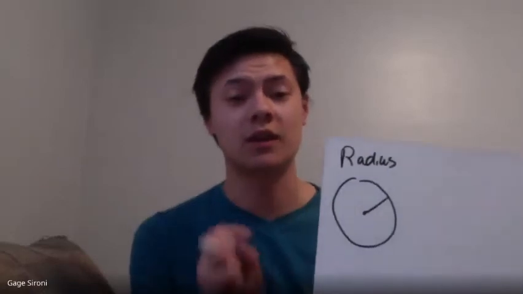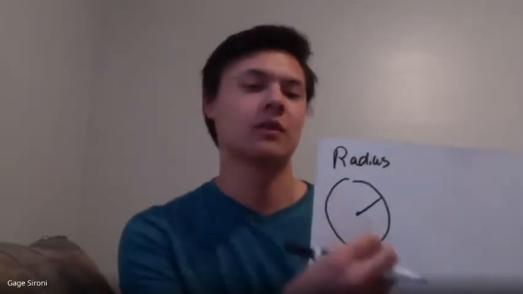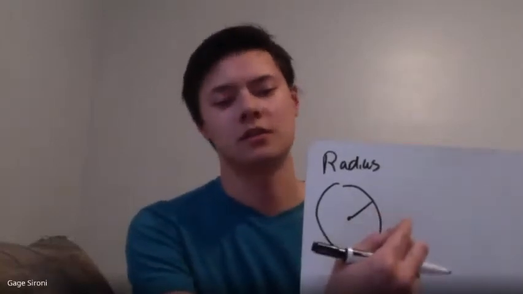Then we also have a radius. Radius goes from the center of a circle to the outside of a circle. The way I think about radius is it's kind of like radiation. It radiates outward, starting at one center point and goes out. So radius starts at the center, goes out to the edge of the circle.